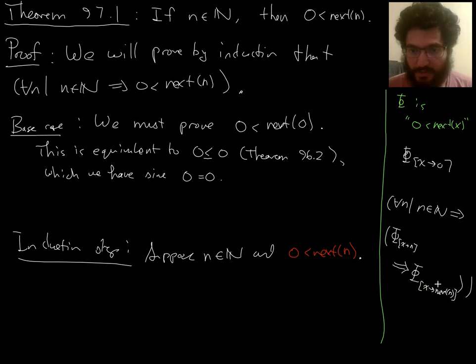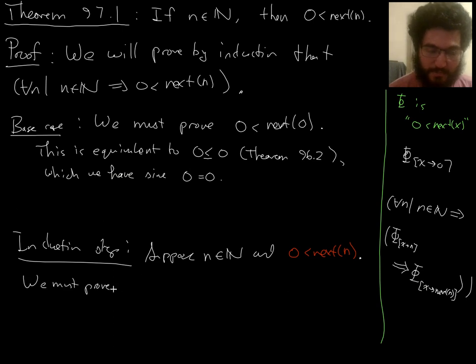Now our goal is to prove, what does this say? Phi with x replaced by next n. That would be 0 less than next n, right? So now we must prove 0 is less than next, and then what's replacing x is next n.